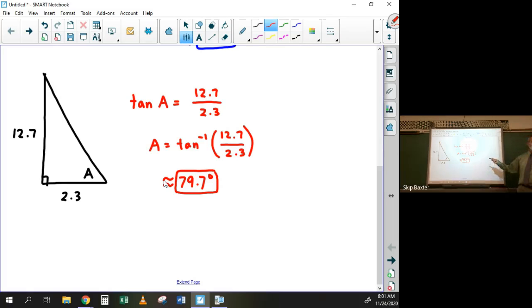I mean, this seems like a reasonable answer, right? If you think about it, this is much shorter than that, so it seems like that would be a big angle.